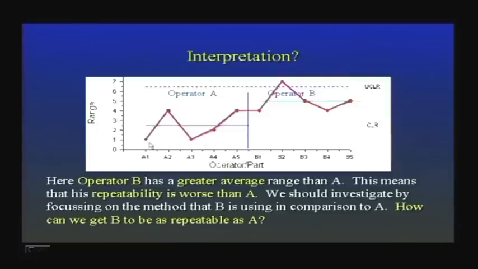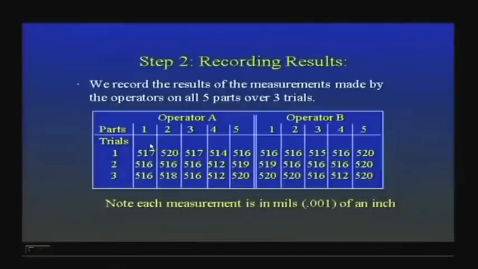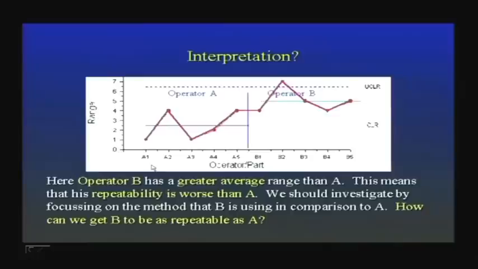Let's look at the first one, for example. The first column is supposed to be readings taken by operator A of part 1, and the range here is indicated as 1. Let's go back to the data and look at it again. The max value of the readings is 517. The min value is 516. The difference of that is 1, and that is exactly what I've got here.